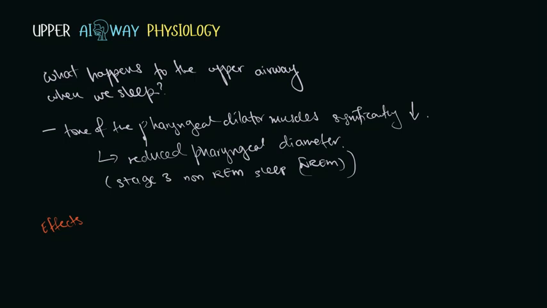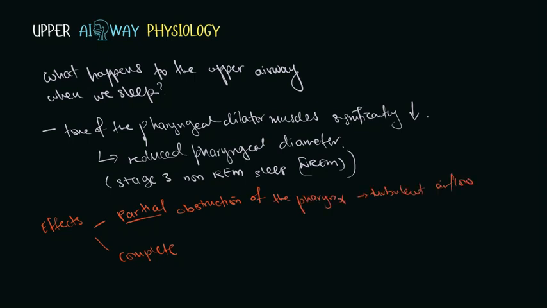This will cause the pharyngeal wall to collapse, leading to partial or complete obstruction. Partial obstruction of the pharynx will cause turbulent airflow, and as a result will cause this familiar and recognizable noise called snoring. On the other hand, complete obstruction of the pharynx will cause obstructive sleep apnea.